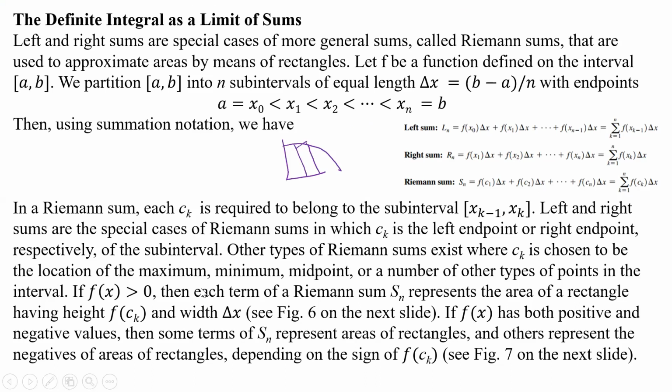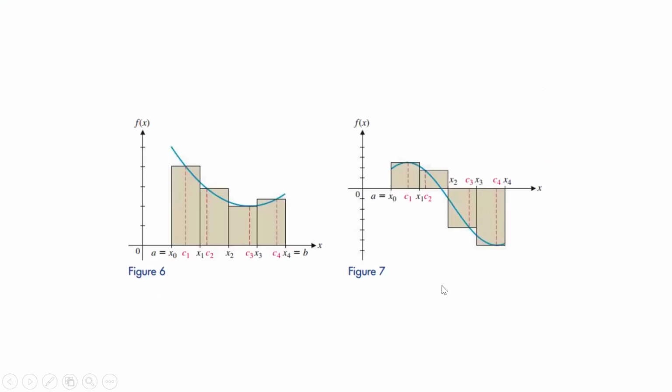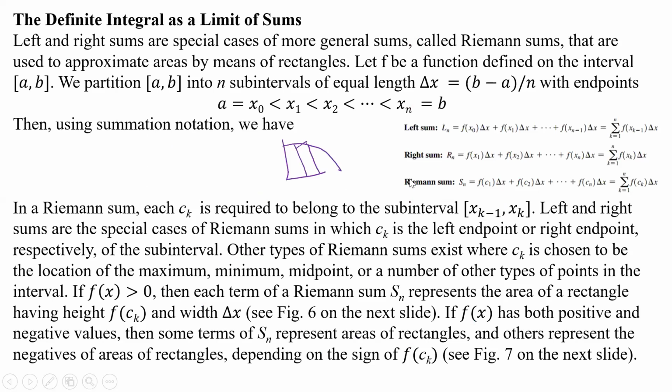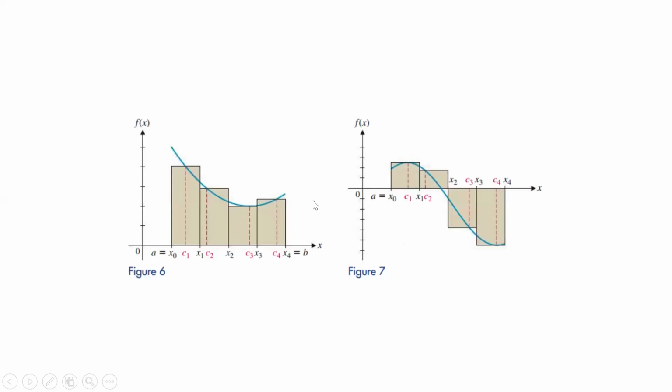Let's go back. Now, if f of x has both positive and negative values, then some terms of Sn represent areas of rectangles and others represent the negatives of the areas of rectangles, depending on the sign of f of ck. That depends on whether you're above the x-axis or below it. When you're below, your area is going to be negative, so you take the opposite of that, or the absolute value, and then you can add them all together. Then the area under this curve plus the area between here and here, we can get those areas. So that's using these limits of sums to find areas.